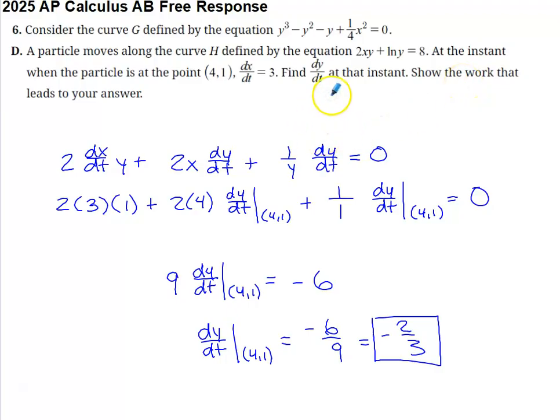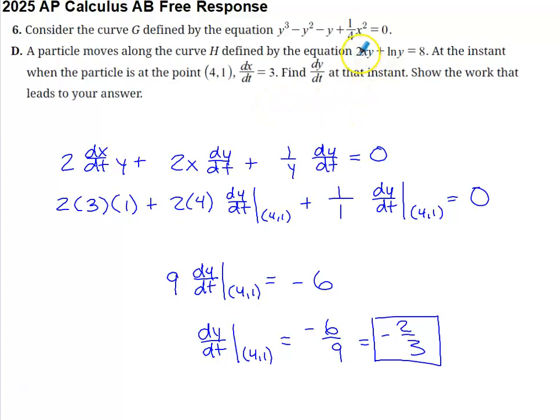So what I'm going to need to do with this equation that defines h, where a particle is moving along it, is find the derivative of both sides of this equation with respect to t, so that I can generate a dx/dt, making me capable of utilizing this and then finding the value of dy/dt at that spot. So both x and y are changing over time.